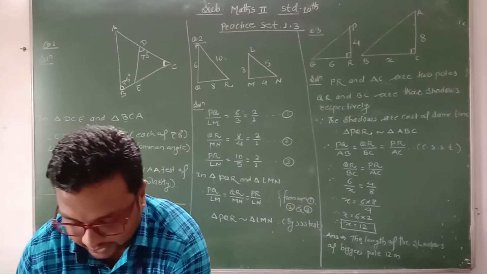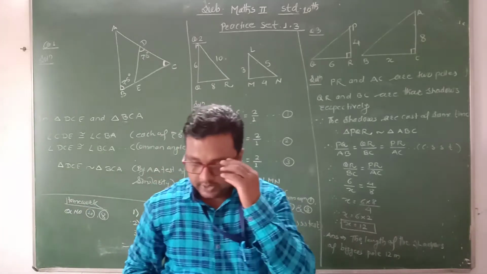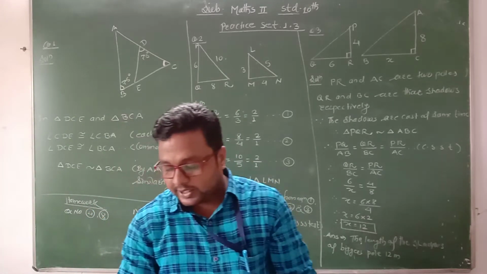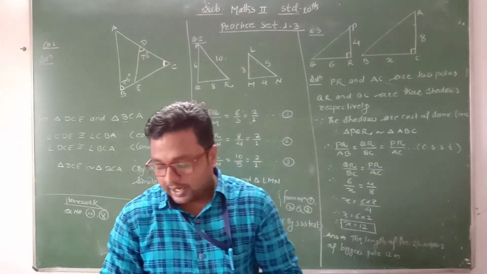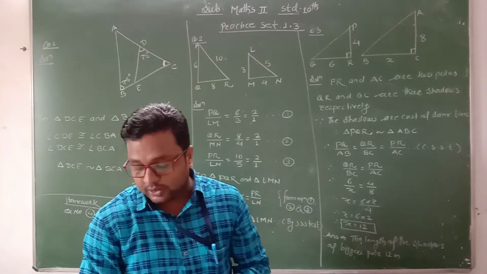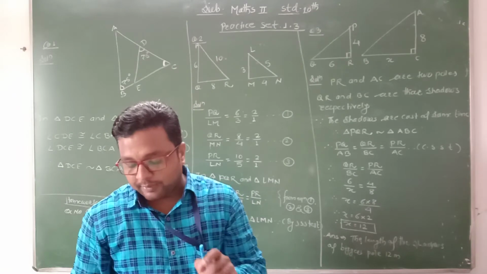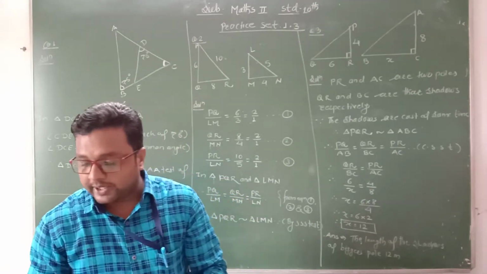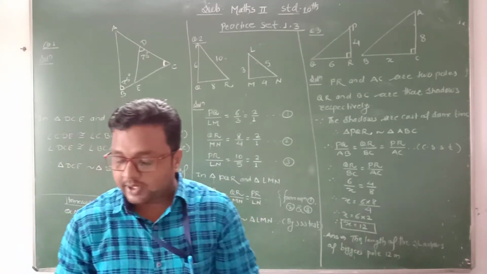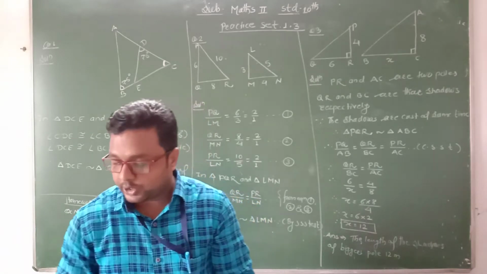The first question is given in the figure. Angle ABC is equal to 75 degrees, angle EDC is equal to 75 degrees. State which two triangles are similar and by which test. Also write the similarity of these two triangles by proper one-to-one correspondence.